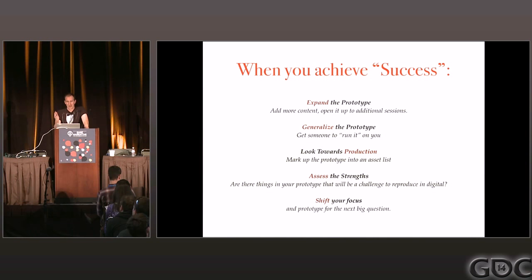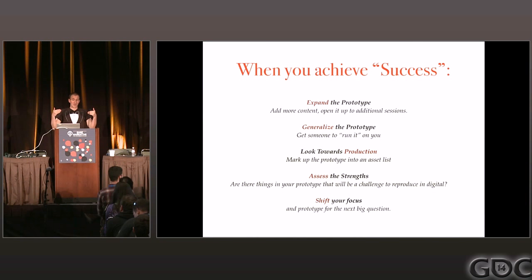So when you finally achieve something that feels like a narrative outline that is interesting and exciting to players, there are a couple of ways you can go. You can expand that prototype. You can generalize because you're going to learn a lot from having someone run that prototype on you. That's a matter of getting the rules into a really formal setup so that you can be a player of your game, which will be useful later on.